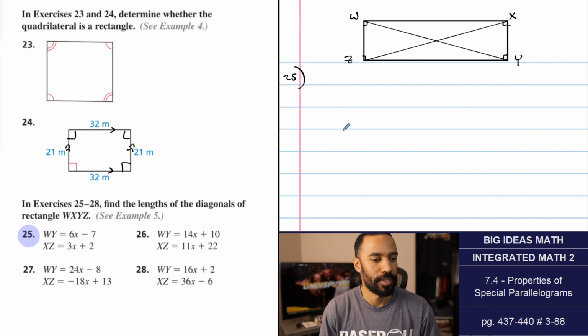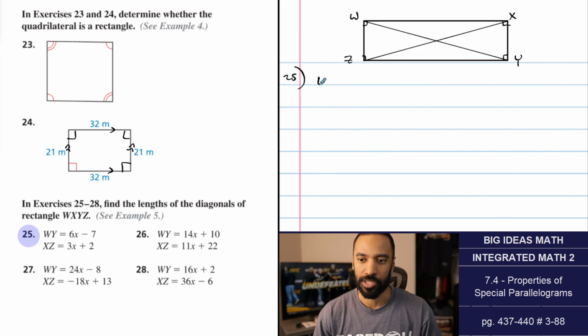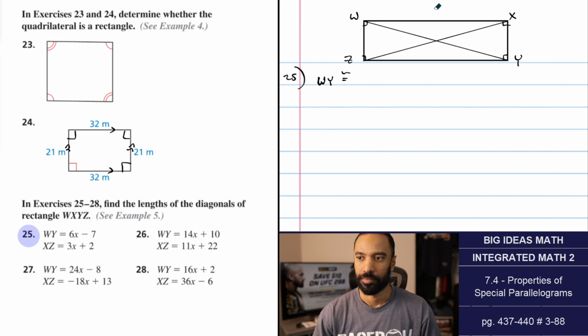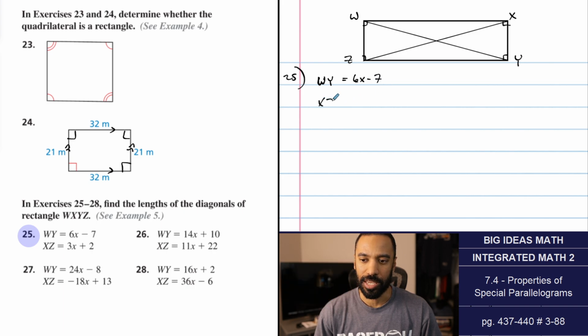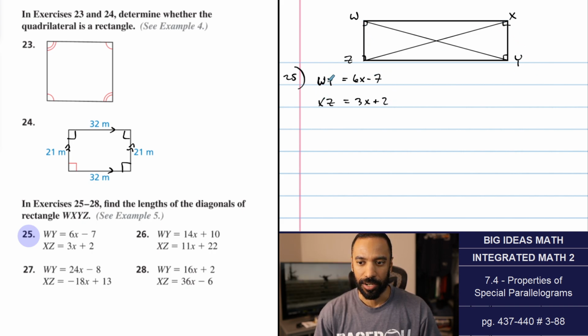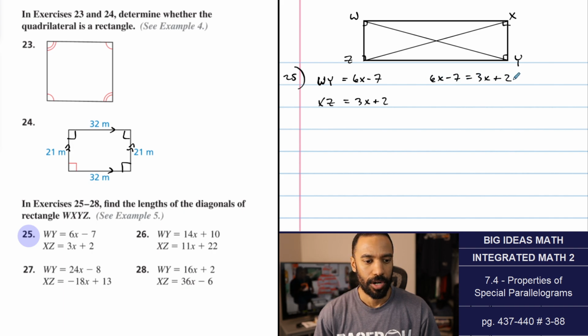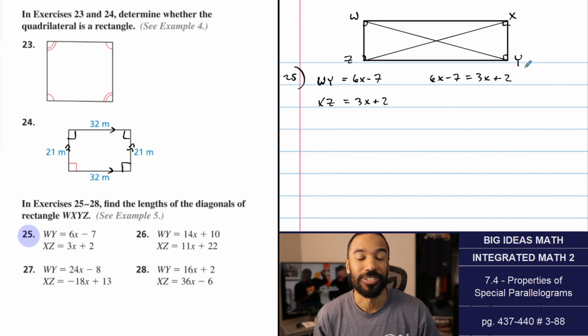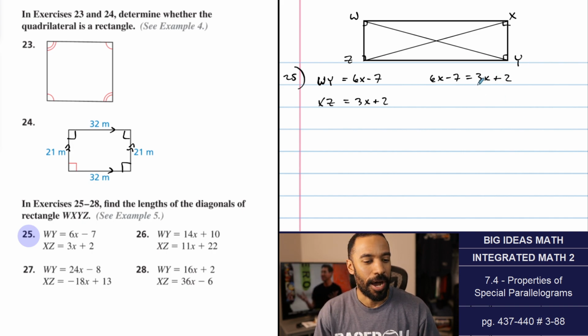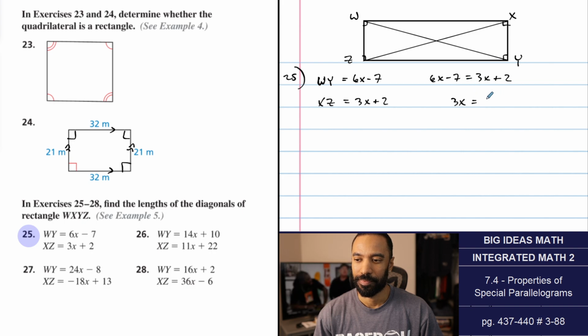So those are congruent, right? Number 25, we have WY, which by the way is a diagonal. WY equals 6x minus 7, and XZ equals 3x plus 2. Diagonal, diagonal, WY and XZ. These are congruent to each other. We just find the lengths of the diagonals. I didn't know this was all about diagonals. So we're going to do more than solve for x. We're going to find the lengths of the diagonals. Subtract 3x from both sides and divide both sides by 3.